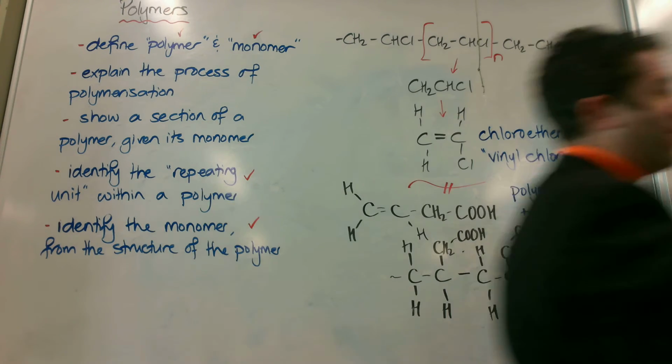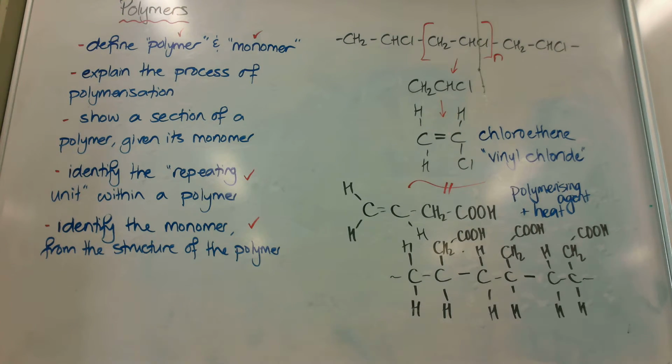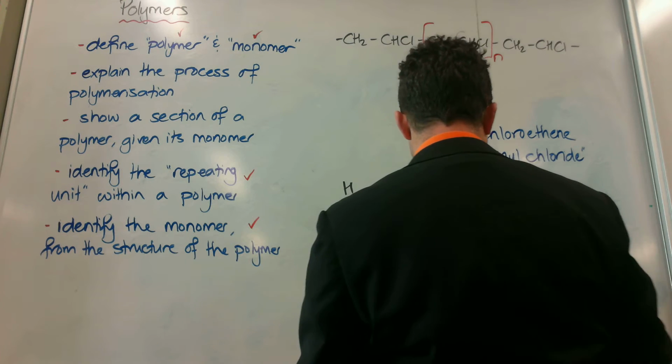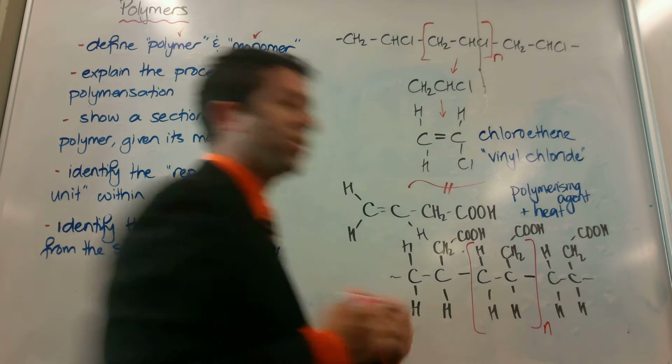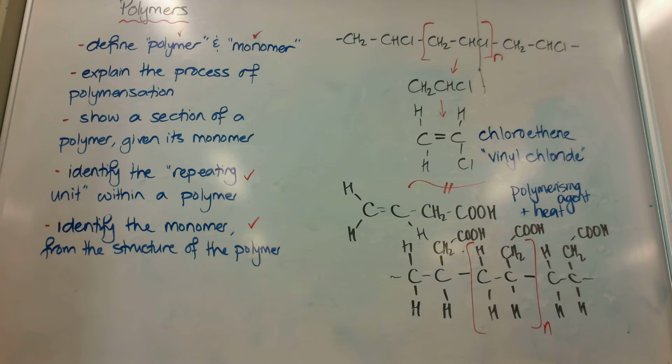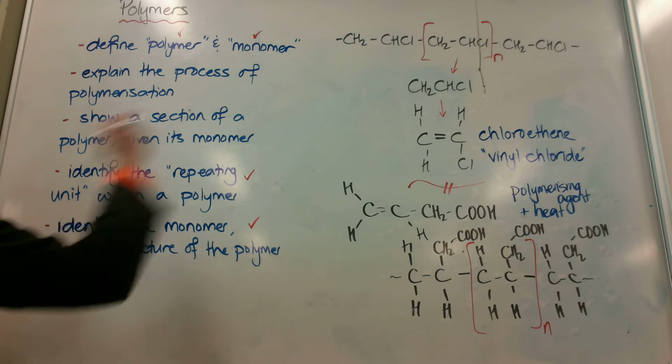Again, we should identify our repeating unit. So I'm going to take the 2 middle ones because it's easier. And put a little N next to it to show that there's lots and lots and lots and lots of them. Okay. So now I can show a section of the polymer given its monomer.